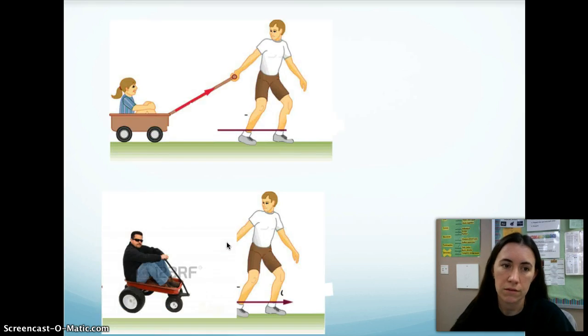If you've got, like the picture, you have two different masses. You've got the little kid here, and you've got the adult here. So which one would take more force to move? Well, it's going to take more force to move the adult because they have a greater mass. And it's going to take less force to move the kid because the kid has a smaller mass.